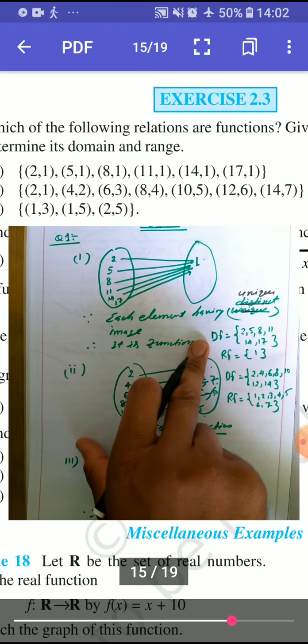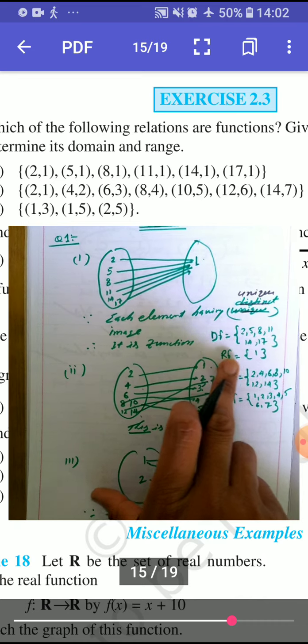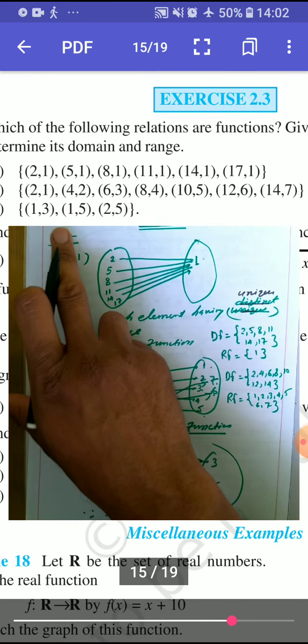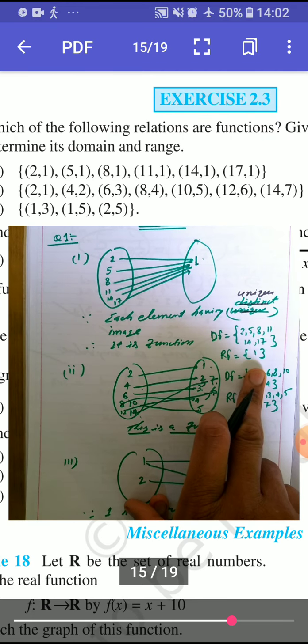Therefore it is a function. Its domain is 2, 5, 8, 11, 14, 17, the first elements of the ordered pairs, and the range is the singleton set {1}.